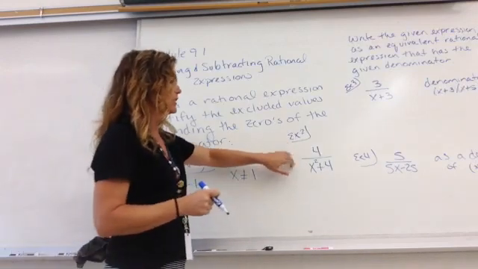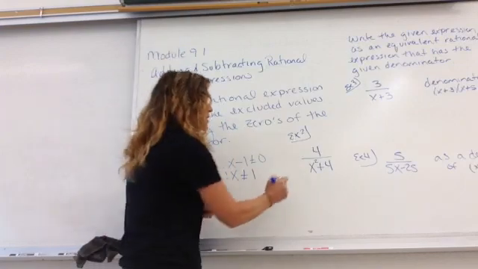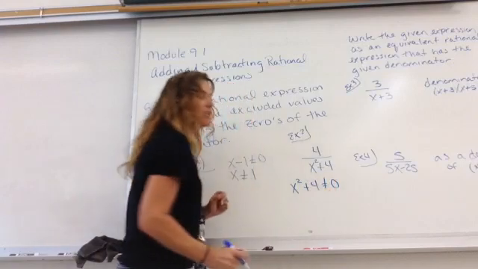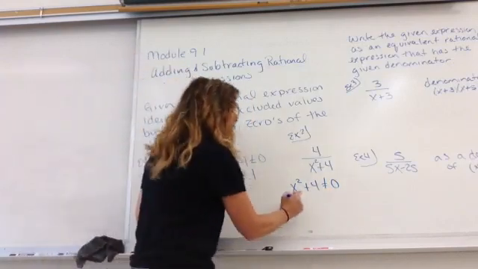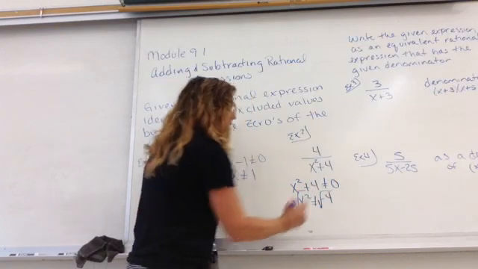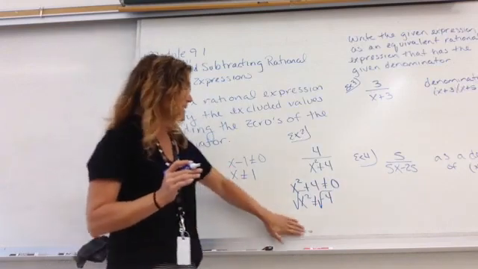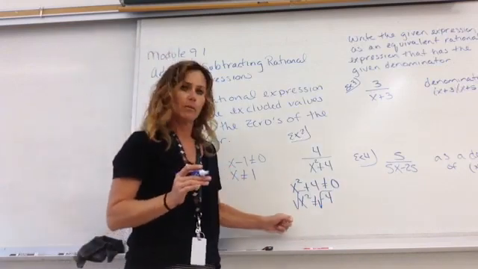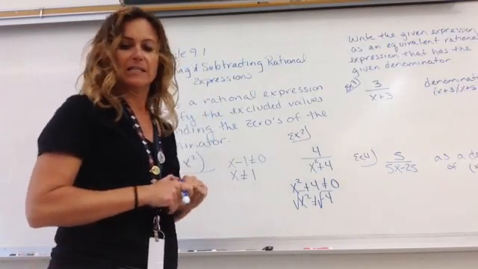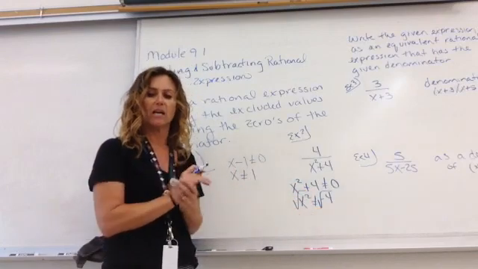Here's another example right here: 4 over x squared plus 4. So x squared plus 4 cannot equal 0. Move the 4 over, so we get x squared cannot equal negative 4. And when you square root it, you no longer have a real number. So this doesn't have any excluded values because we have nothing that is a real number. Since there are no real numbers where x can be equal to negative 4, we're done. We're good.